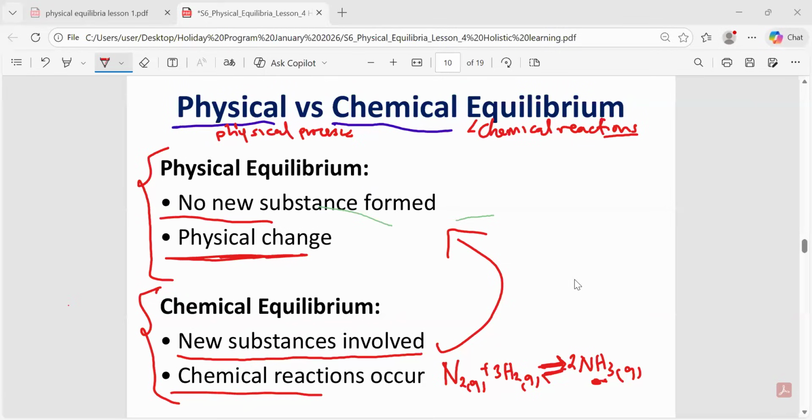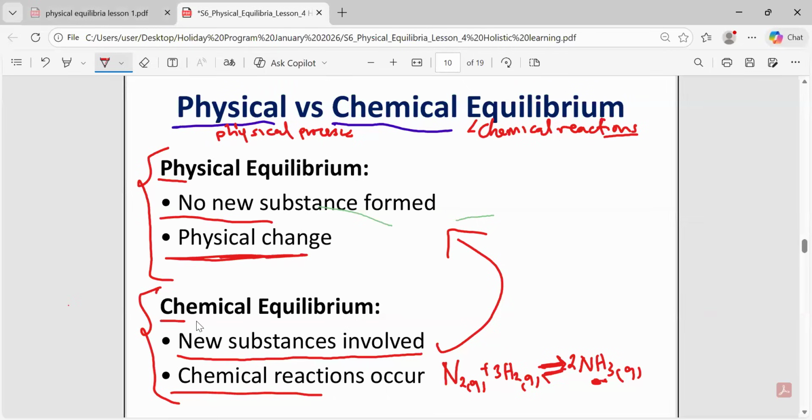So, sir, yes, Bolanzi. I wanted to ask that when you're dealing with physical equilibrium, you said we don't have new substances formed. Yes, it is on the screen here. We are seeing what happens in physical equilibrium and what is happening in chemical equilibrium. Yes, please, Bolanzi. Now, my question is, if I'm turning water to a solid, for example ice, are those two different substances?